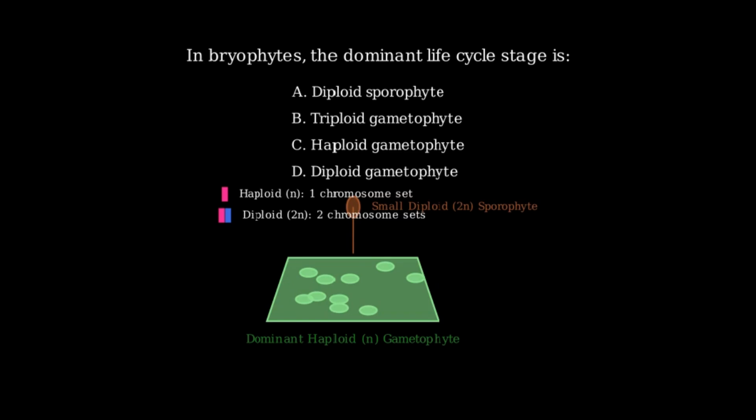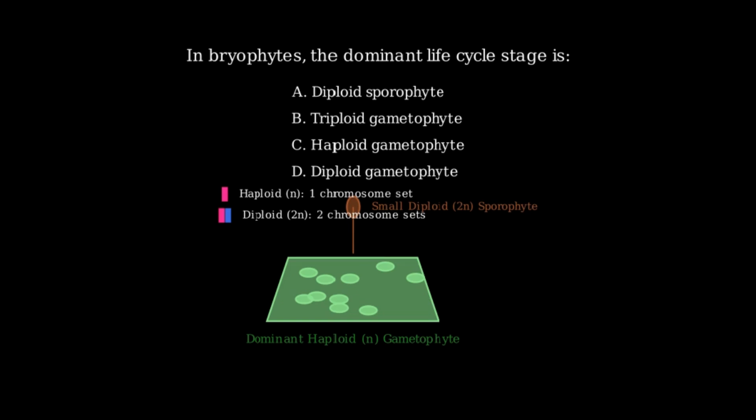Option B mentions a triploid gametophyte. This is incorrect. Triploid, 3N, cells are not part of the normal plant life cycle. Plant cells are either haploid, N, or diploid, 2N. Option C states the haploid gametophyte is dominant.